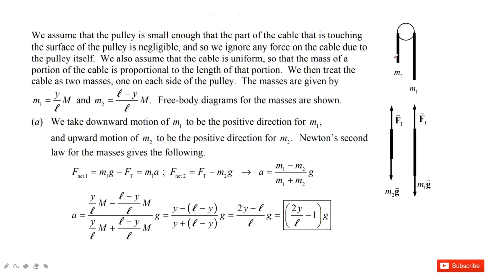First thing, we can draw the picture. We consider this heavy cable in two parts, M1 and M2, right? M1 has length Y, and M2 has length L minus Y. Because the cable's mass is uniformly distributed, the mass for M1 is the length Y divided by the total length L, times capital M.